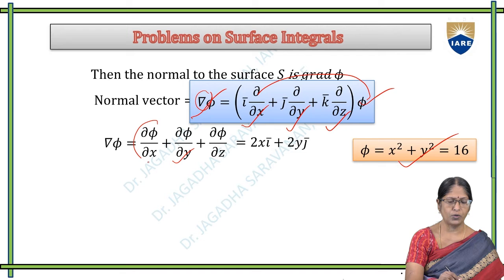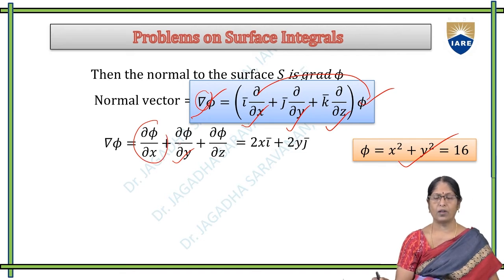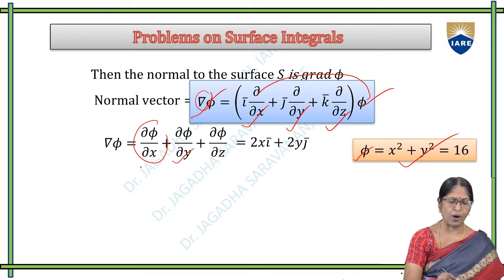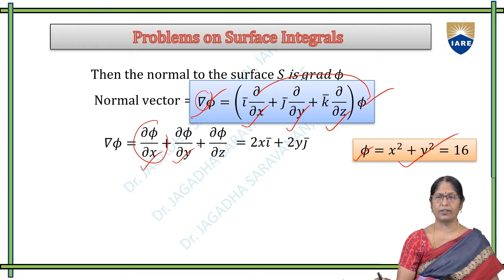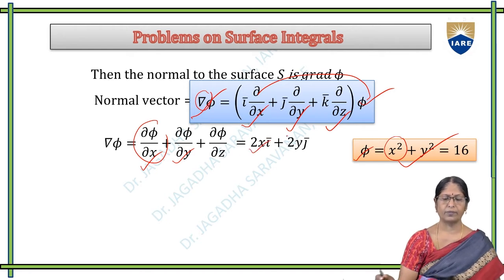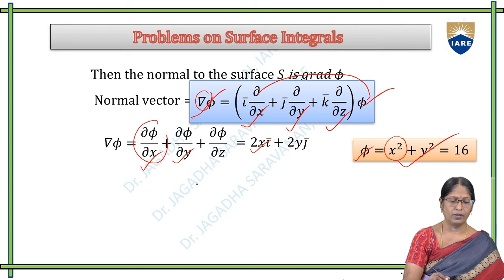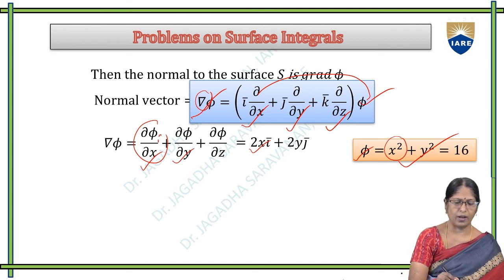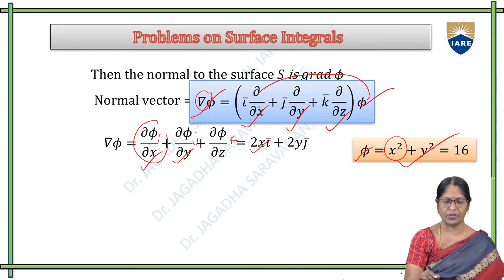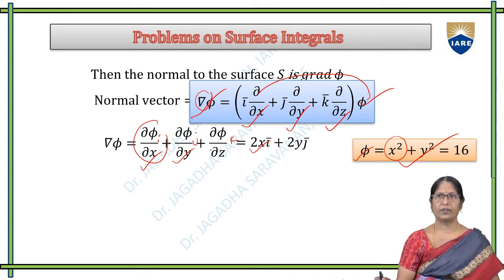We want ∂phi/∂x. Already phi is there, and we have to differentiate partially with respect to x. So x square, partially with respect to x, is 2x. Here i, j, k should be there because we are taking only phi. i, j, k retain as they are. That's why i is there.